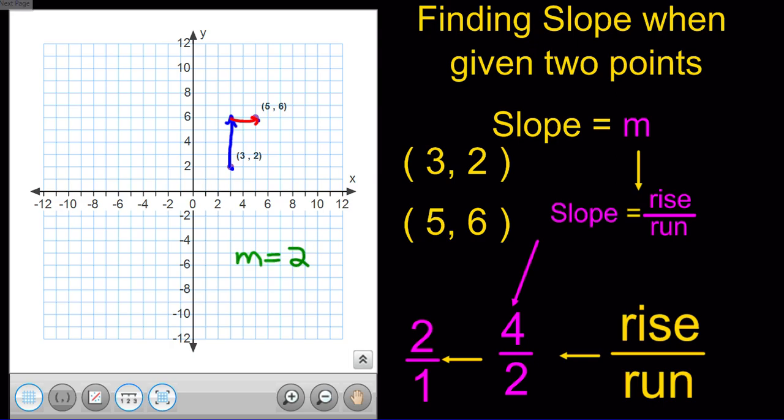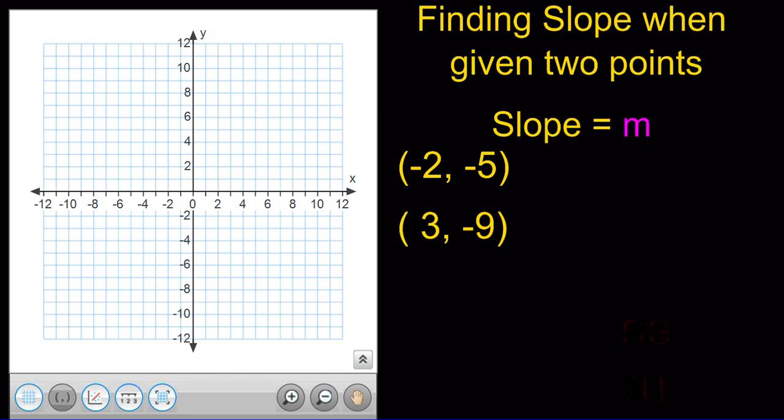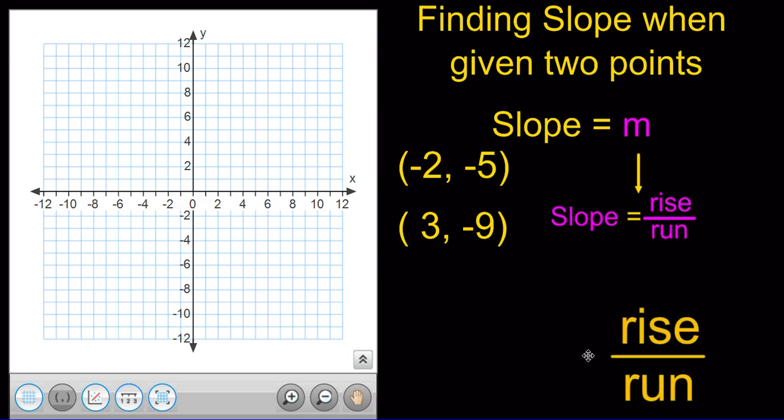Moving on to another example. So in this next problem, again, remember, slope is rise over run. So the first thing we want to do is try to write it as a rise over run once we've graphed our 2 points. So -2, -5. I graphed that point, and now I'm going to graph the next one. A +3 and a -9. So I come down to 9, and we have our next point.